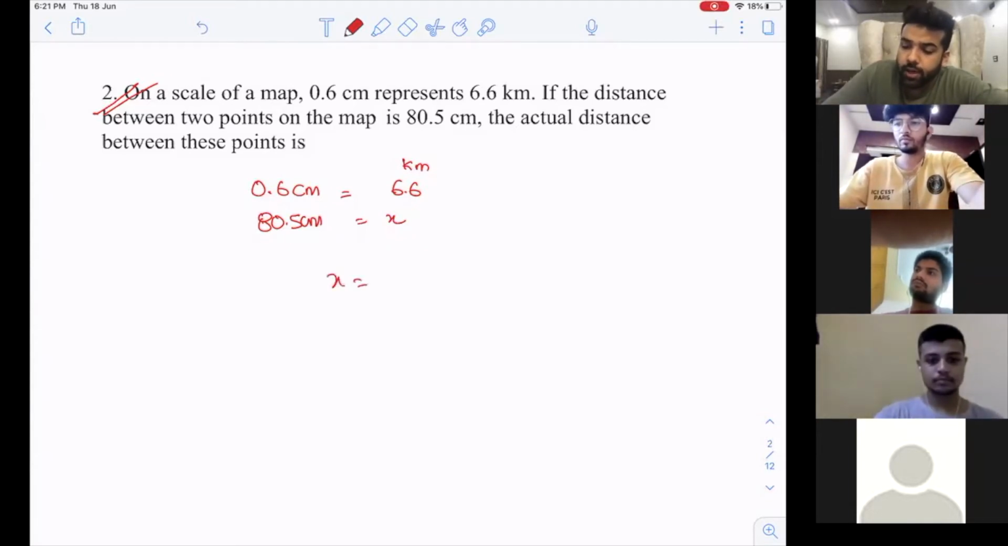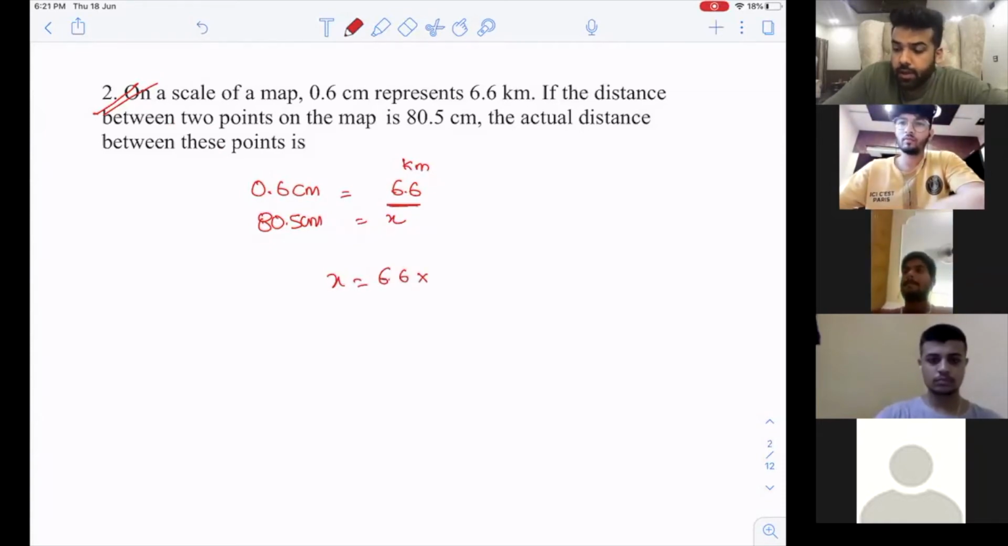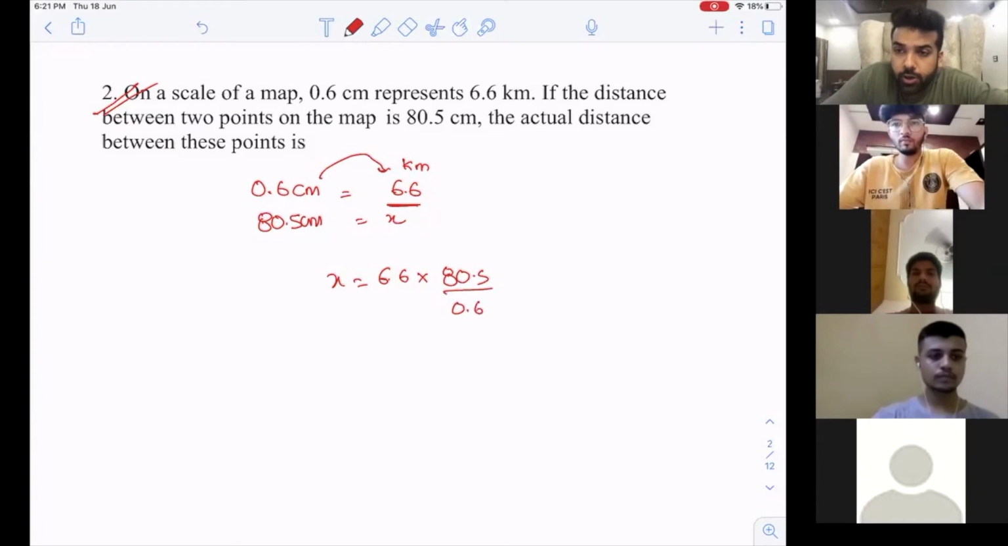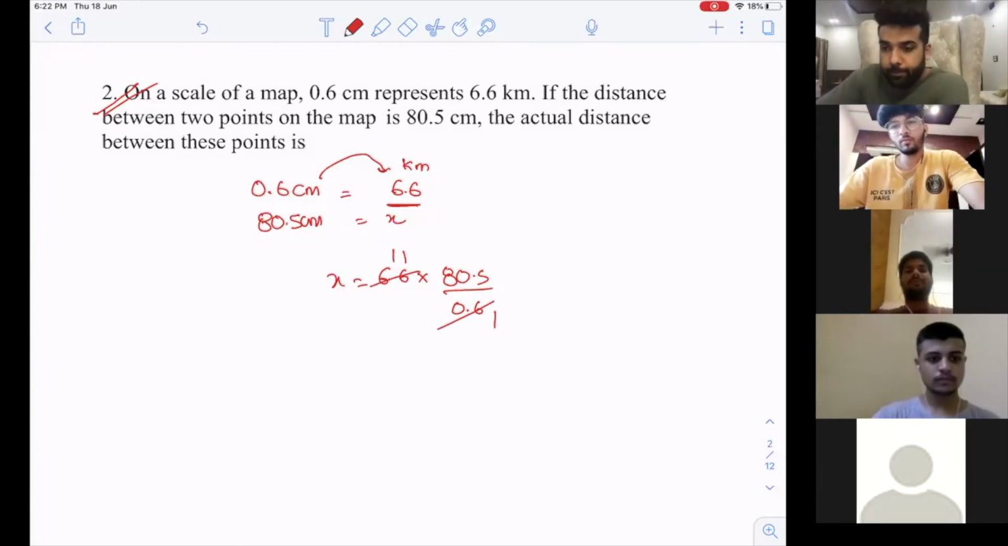X is equal to क्या नहीं given? 6.6. अगर 0.6 सेंटीमीटर 6.6 है तो 80.5 ज्यादा होगा या कम होगा? Would it be more or less? More. For more, bigger number above, smaller number below. Clear or not? We cancel it. 111. How do we do the multiplication? Let's do the multiplication orally.